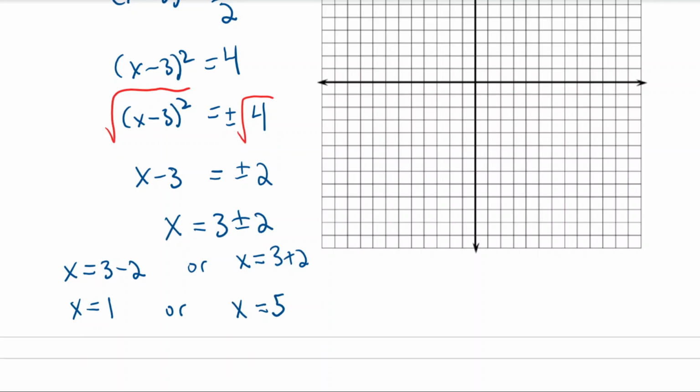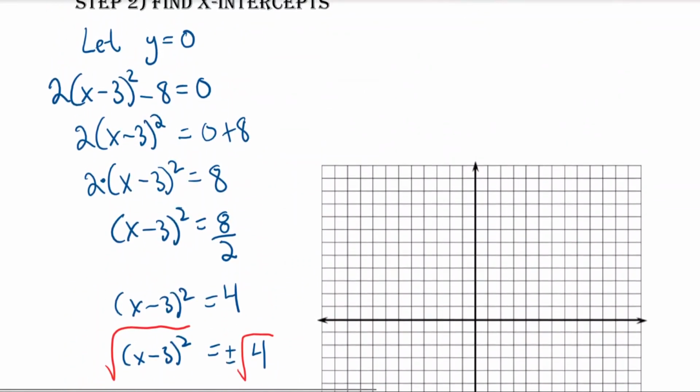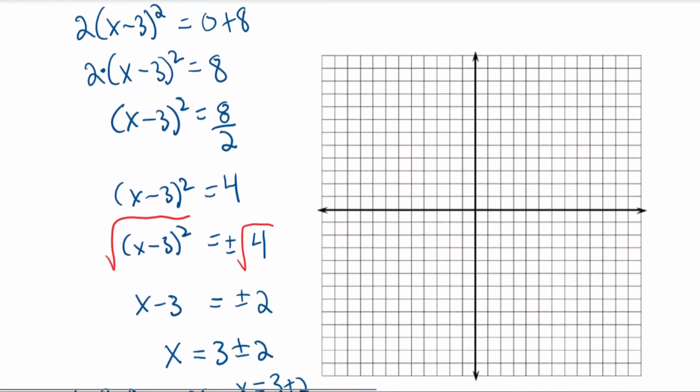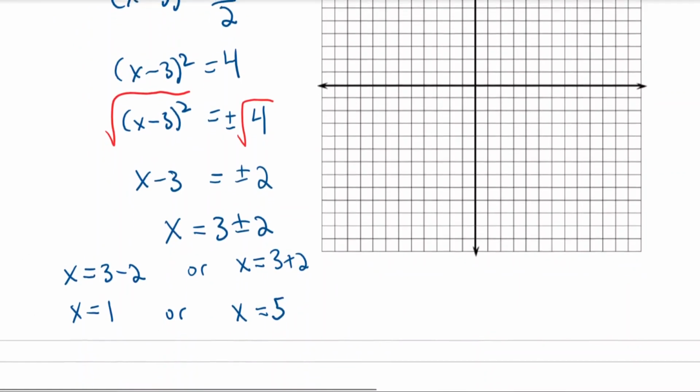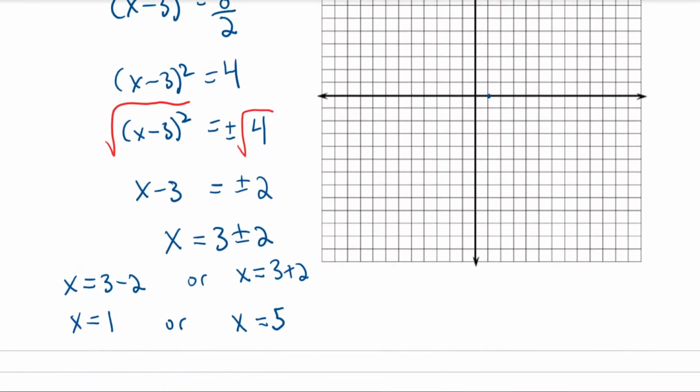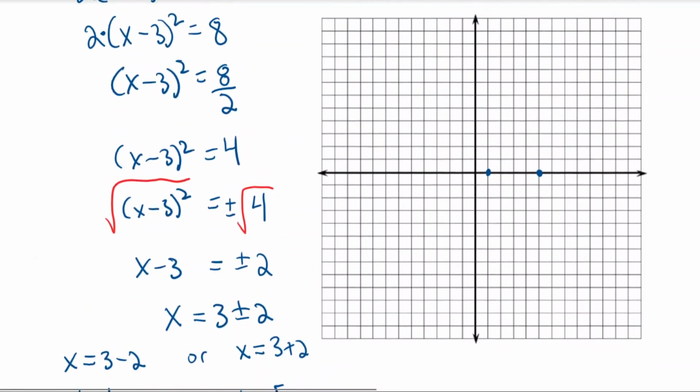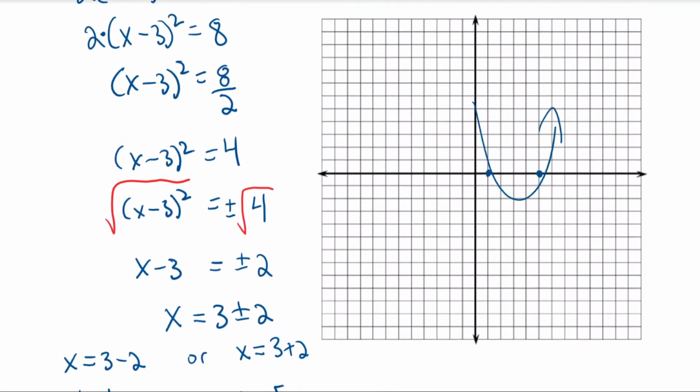And go back, we had let y equals 0, so that is what we're finding here. We're finding the x values where y equals 0. So we have two different possibilities. Y is 0 when x equals 1. And we have another x-intercept when x equals 5. 1, 2, 3, 4, 5. So this happens in two places. So this makes sense. Because a quadratic is going to look something like this that passes through those 2 points.